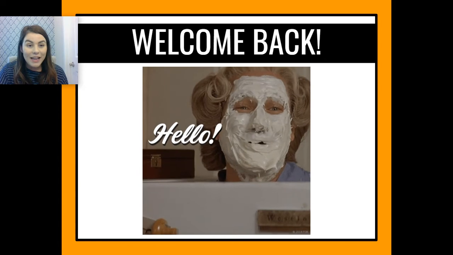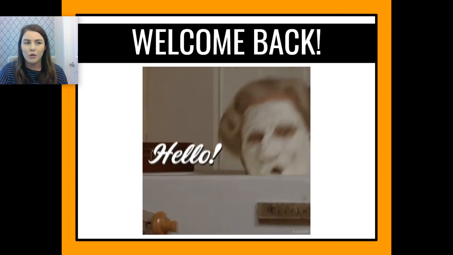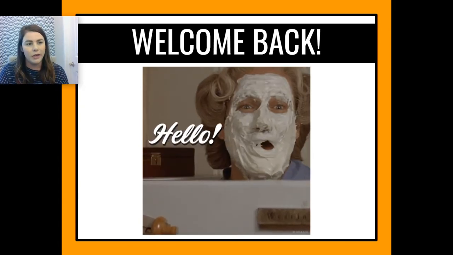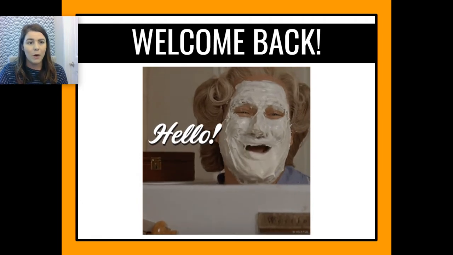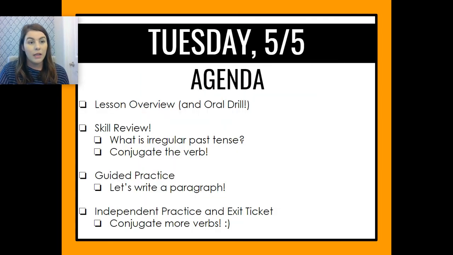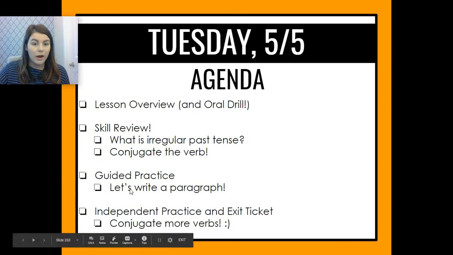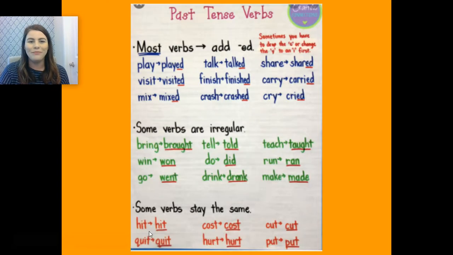Welcome back. We just answered the secret word and I told you what we were going to be doing today. So without further ado, let's keep on rolling through. Here's our agenda again. We've already completed our lesson overview and our oral drill. Now we're in our skill review. We're going to talk a little bit more about irregular past tense. We'll write a paragraph together and then you're going to write one on your own. You're going to do a great job.